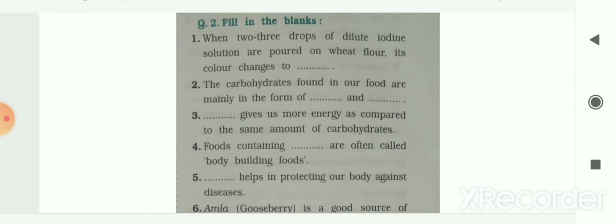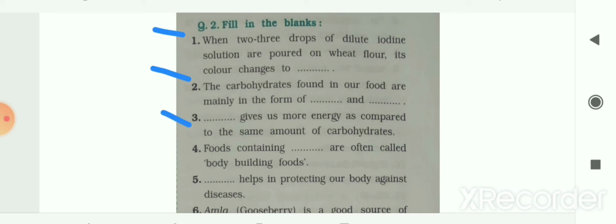The next, question 2, fill in the blanks. This first blank. When 2 to 3 drops of dilute iodine solution are poured on wheat flour, its color changes to blank. So its color changes to blue or black. So your answer is blue-black. The next blank. The carbohydrates found in our food are mainly in the form of blank and blank. So the carbohydrates found in our food are mainly in the form of starch and sugar. So your answer is starch and sugar.